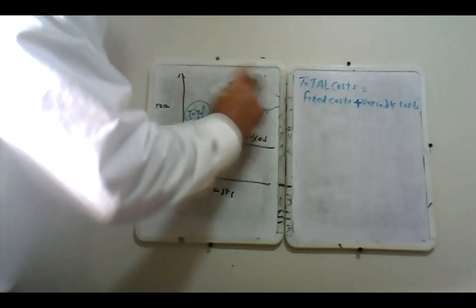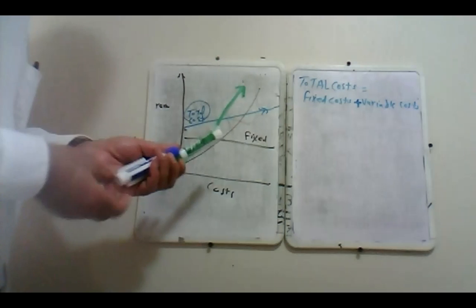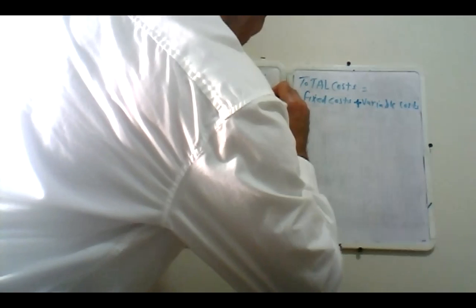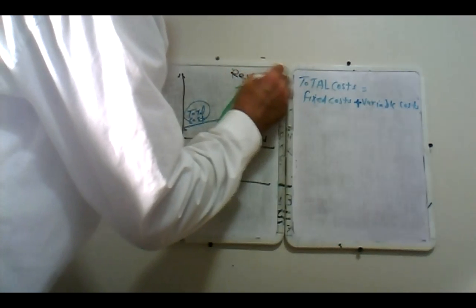Now this is the variable cost down here. Now this is the revenues. The green one is the revenue.